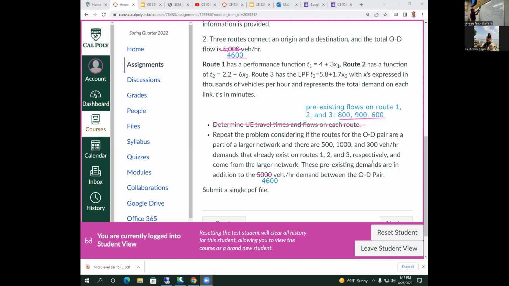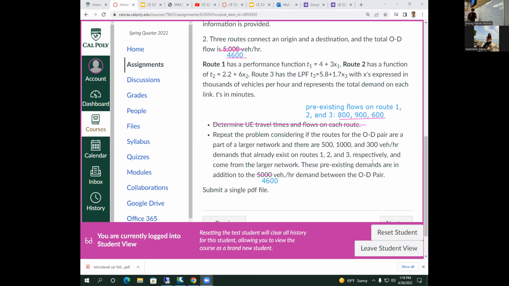So the total OD flow at which all routes become used is 0.4 plus 0.46, 0.86, which is 860 vehicles per hour, and it's less than 4,600. So use all three routes.